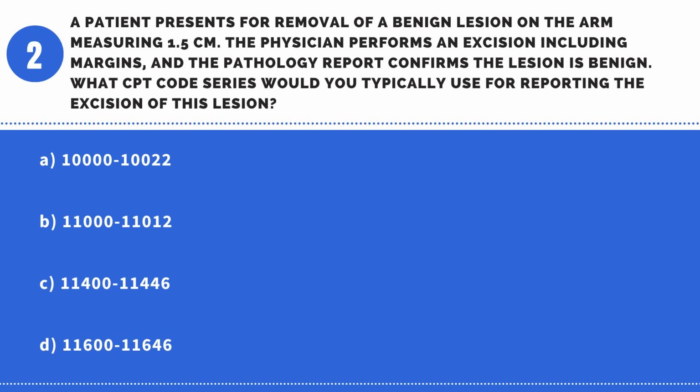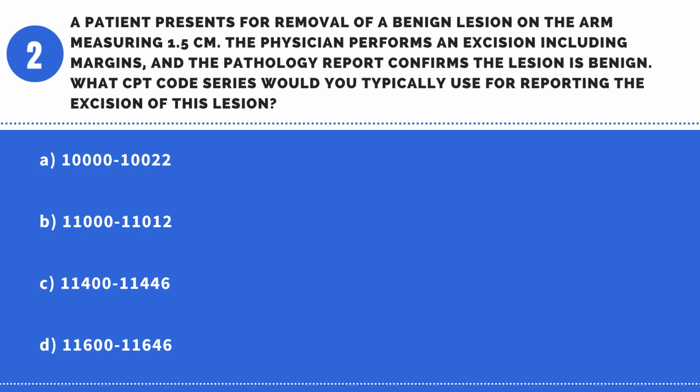Question 2. A patient presents for removal of a benign lesion on the arm measuring 1.5 centimeters. The physician performs an excision including margins, and the pathology report confirms the lesion is benign. What CPT code series would you typically use for reporting the excision of this lesion?